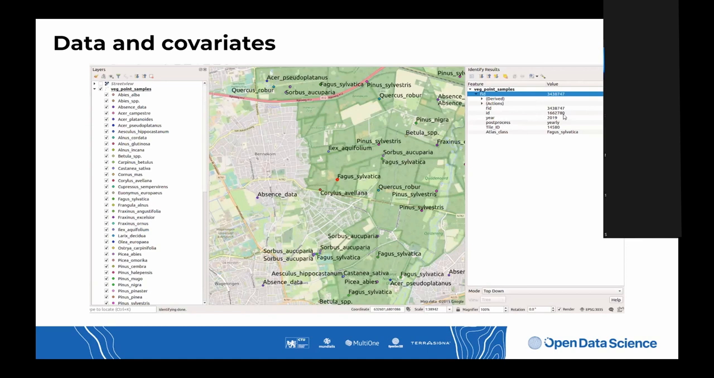So you have an idea of the point, the year from which the point comes. If the year is related to the original data set, or if it comes from this post-processing phase that we did with the overlay of the forest maps, and in which tile of the tiling system that we use for Europe the point is located, and which species it is.